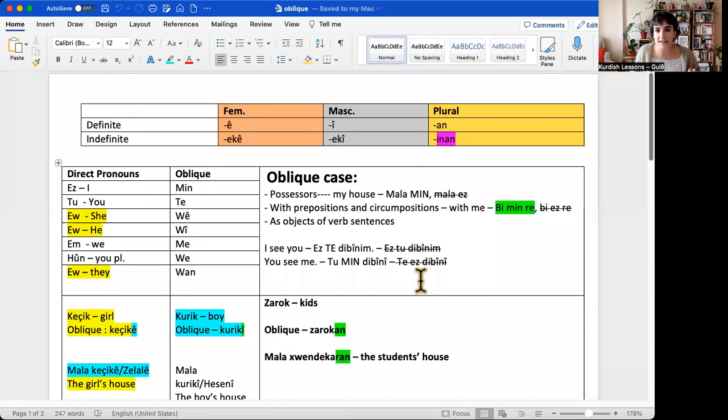So here are our lovely notes. As I said, here there are pronouns: direct pronouns and oblique pronouns. Direct pronouns are as, tu, ew, em, hûn, ew. Oblique: min, me, te, we, wan. Okay, and we said endings, if you need to use a noun in the oblique case. For feminine it is -ê, definite; masculine -î; plural -an; indefinite -ekê, -ekî, -an. For example.